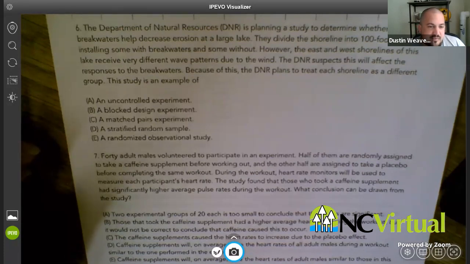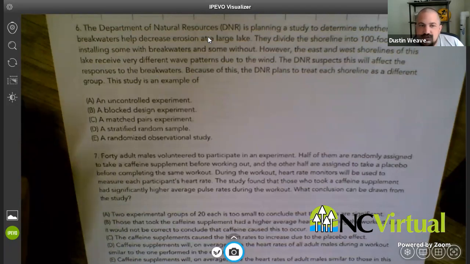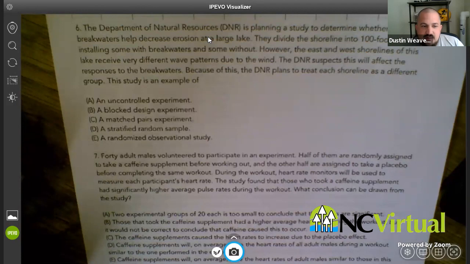So this is an example of what, okay? Because they know that the shorelines are going to be different, then they're going to group them. So what type of experiment are we talking about here?